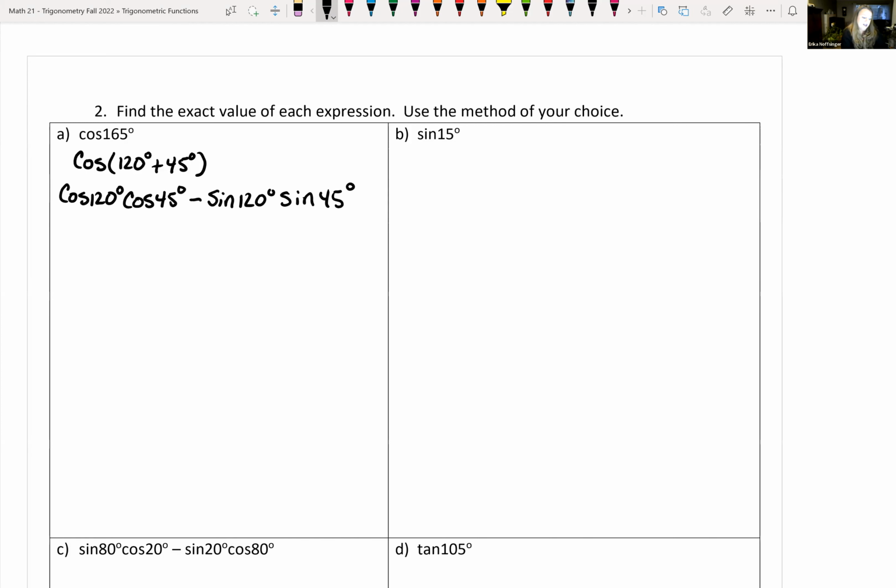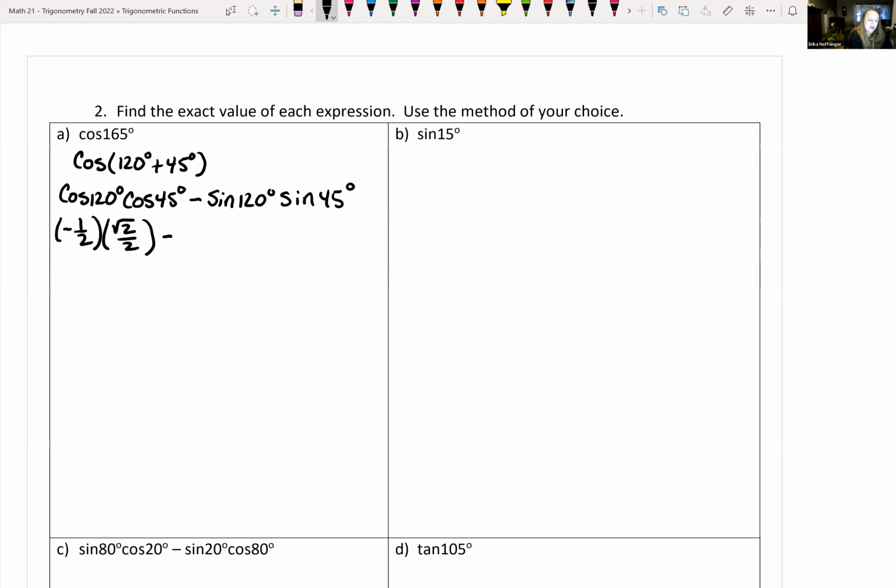Cosine of 120 degrees. Well, 120 degrees falls in that second quadrant. I know cosine is negative in that second quadrant. My reference angle is 60 degrees. Cosine of 60 degrees is 1/2. So I have negative 1/2. Cosine of 45 degrees, that's root 2 over 2.